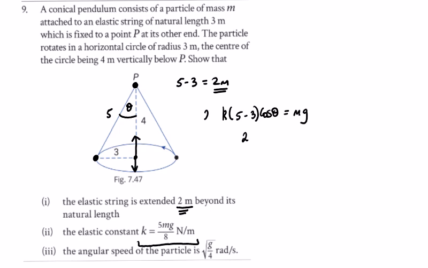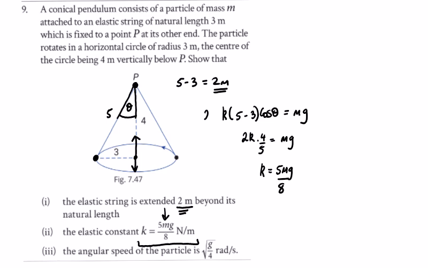So we're going to have 2k cos theta, cos theta is 4 over 5, adjacent over hypotenuse, is equal to mg. So to get k on its own, we multiply by 5 to leave k will be 5 times mg divided by 2 times 4. 5mg over 8, that's what they're looking for.